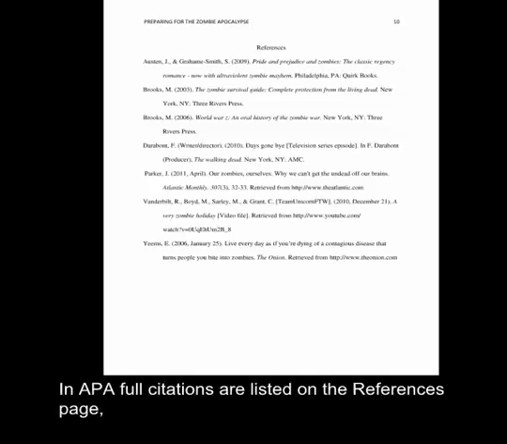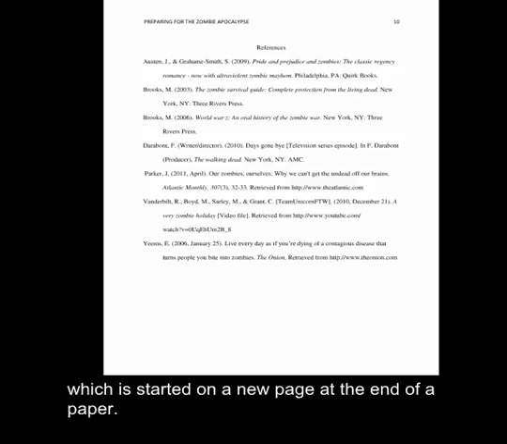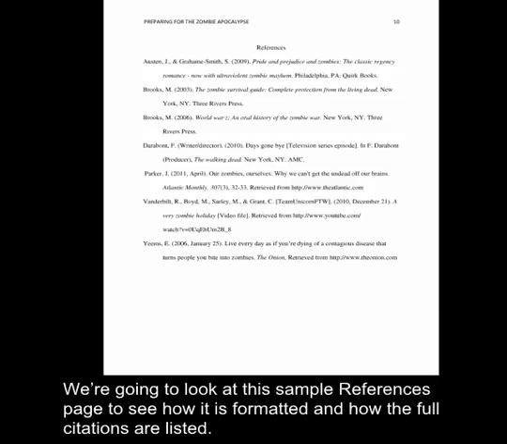In APA style, full citations are listed on the References page, which is started on a new page at the end of a paper. We're going to look at this sample References page to see how it is formatted and how the full citations are listed.